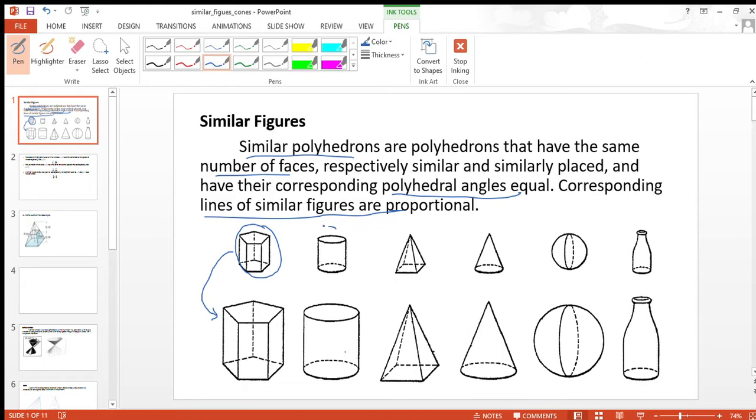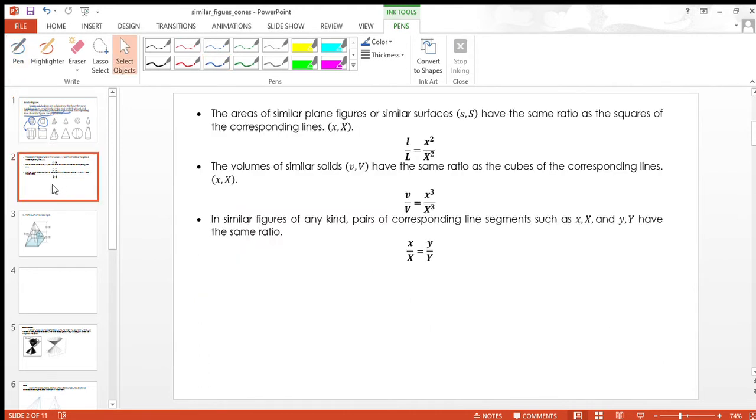Similarly with this cylinder, if the cylinder is similar to the cylinder, you can now try to enlarge this until you come up with this exact same cylinder. So, those are our similar figures. And what is important is this.